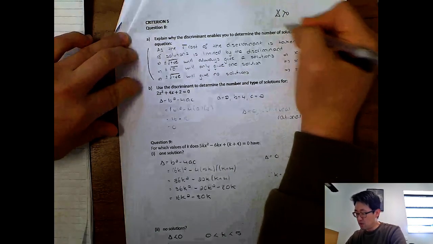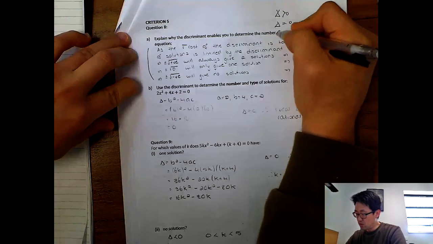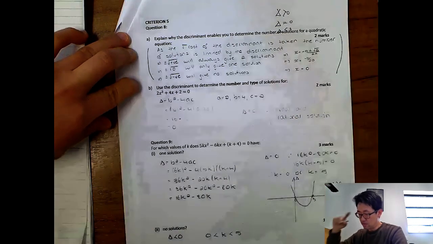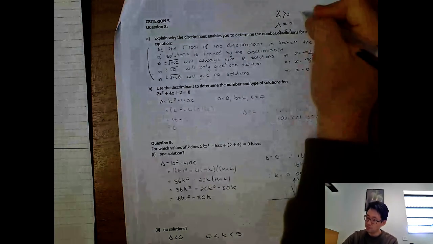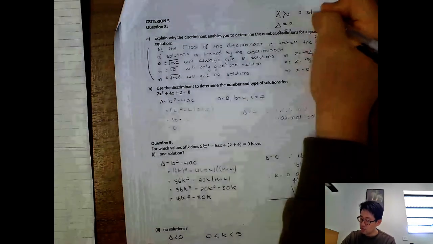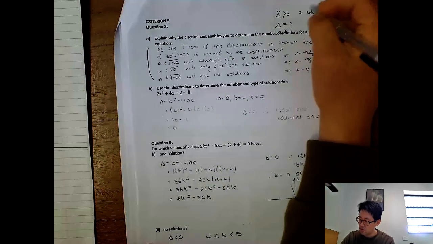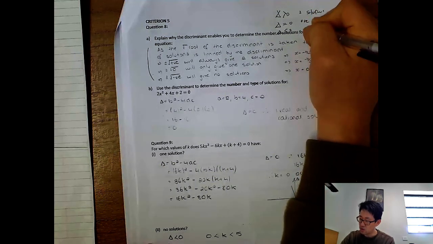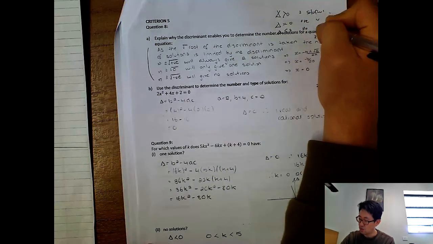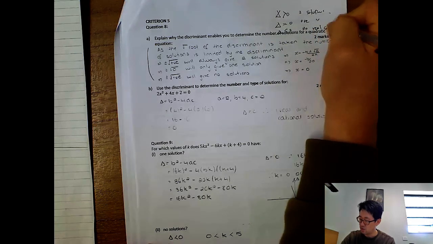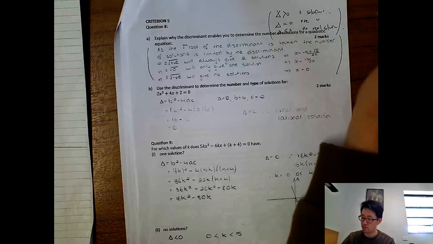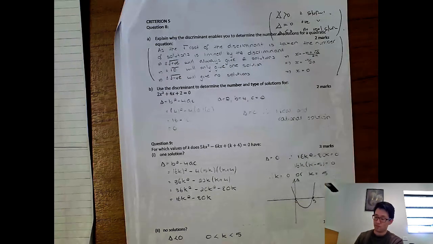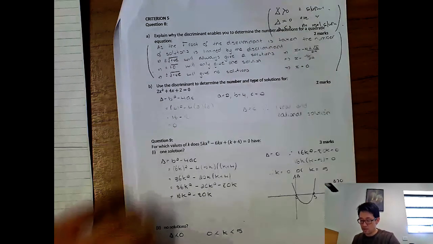Discriminant is bigger than 0, discriminant equals 0, discriminant is smaller than 0. Explain that part: two solutions, one solution, and no real solution. As long as you can write it down, you will get the marks.